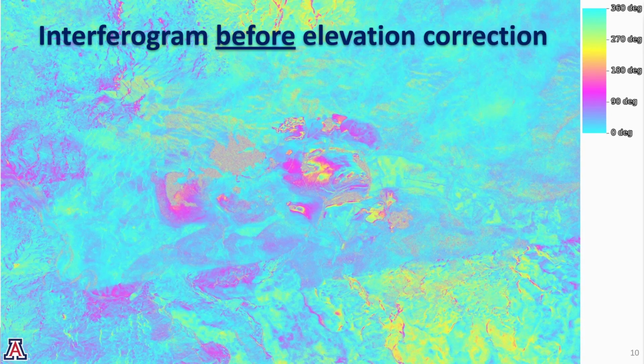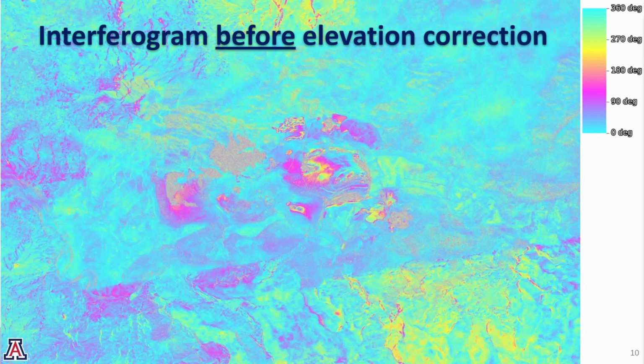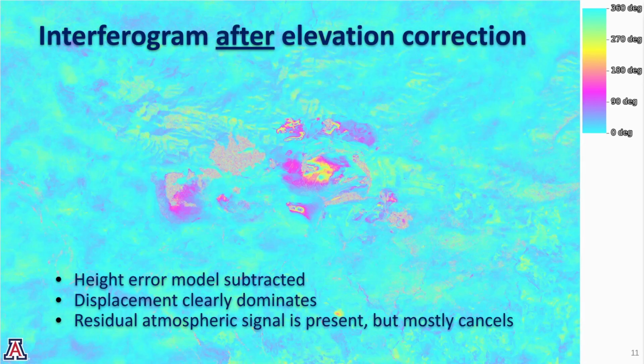Here again is my interferogram before solving for elevation error. When I subtract my elevation correction from it, I get this. The boundary around the mine area has completely gone. Displacement is now the clear dominant signal. Switching back and forth shows how much signal was removed. So this is our finished interferogram. The main leftover contaminant now is residual atmosphere. Happily, most of this cancels out.